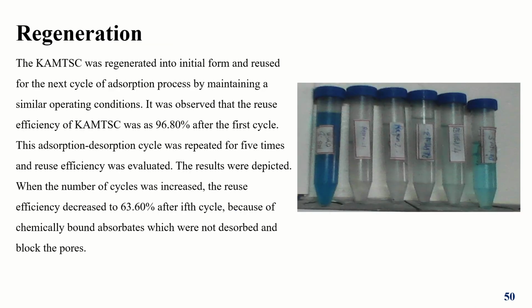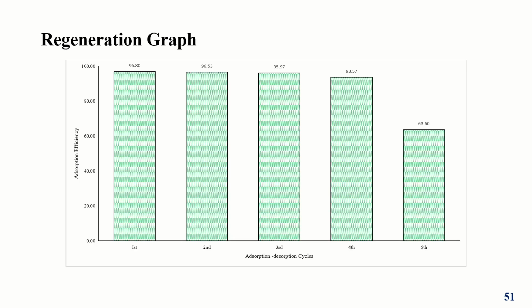Regeneration study. After producing activated carbon, the same carbon can be used a number of times. The first cycle gives us an output of 96.8%. After 4 cycles, it decreases to 63.6% at the fifth cycle.